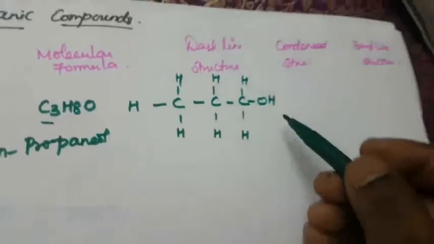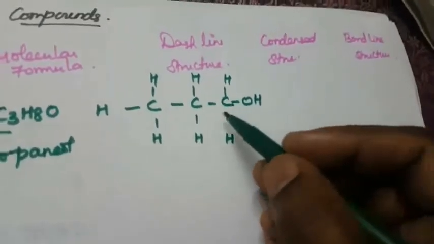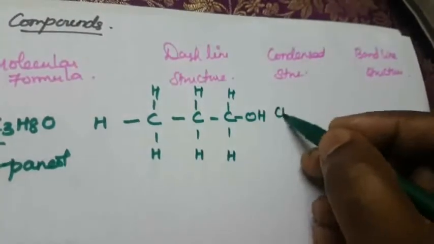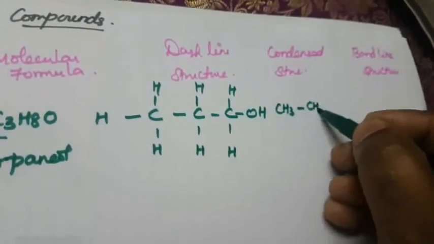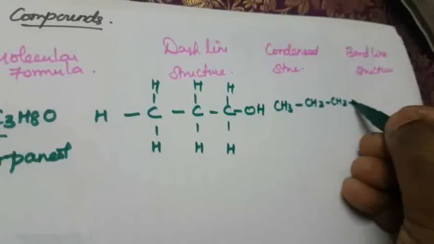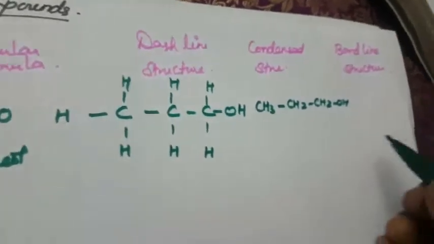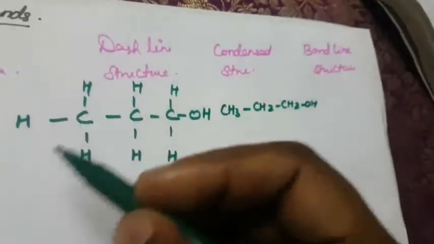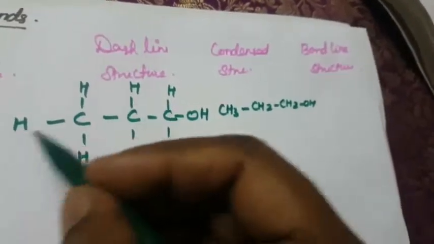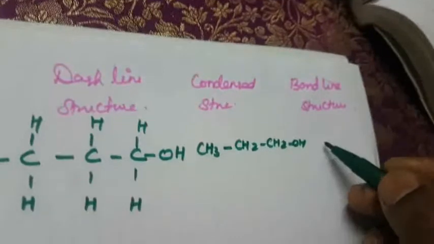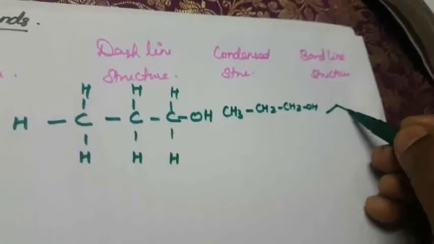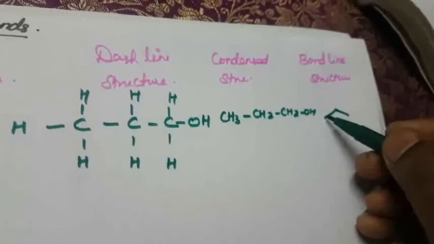So what is meant by condensed structure? In the condensed structure you combine these: first you write CH3, then CH2, then CH2, then OH. This is the condensed structure. So what is meant by bond line structure? In the bond line structure, CH3 means one line. So 3 CH3 is there, 1, 2, 3. The one line is CH3.